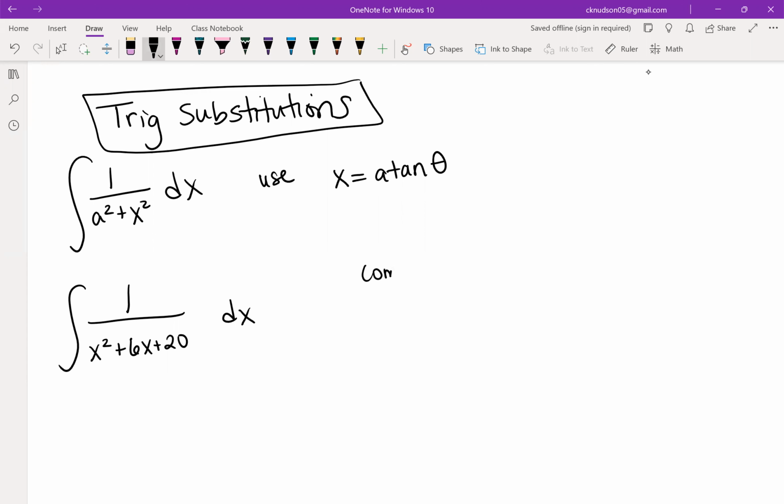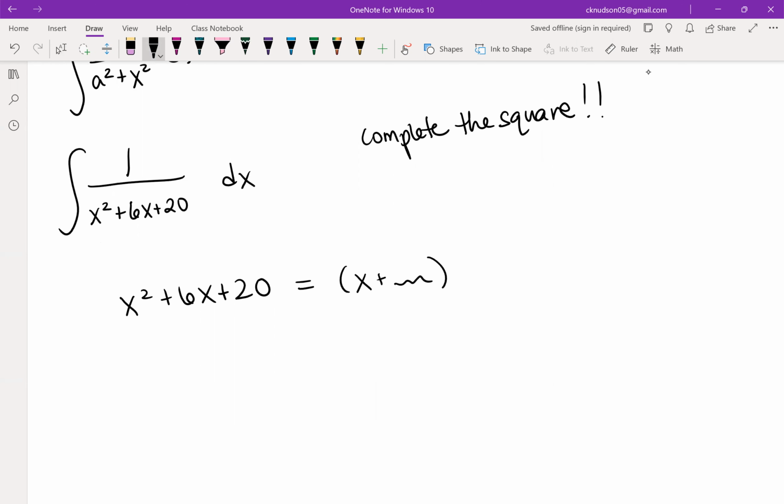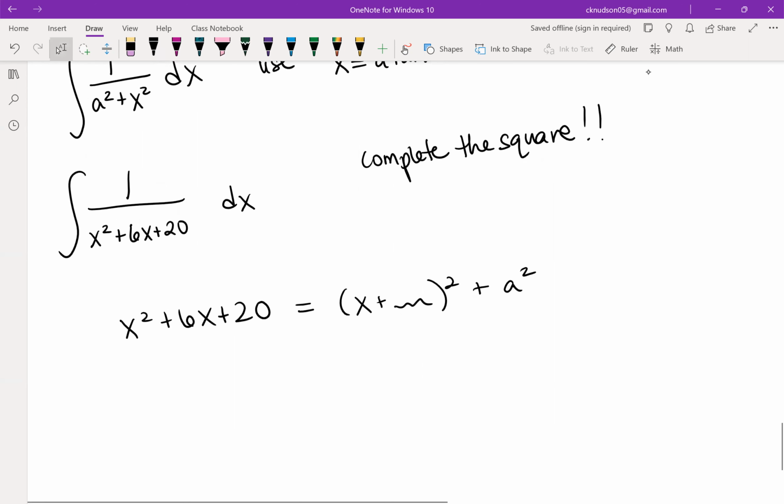However, what we can do is complete the square. If you don't remember how to do that, I have a video on completing the square that you can watch. Let's talk about how we're going to work on this one. So we have x squared plus 6x plus 20, and we want to make this look like x plus something squared plus a squared, so that it looks like our denominator up there.